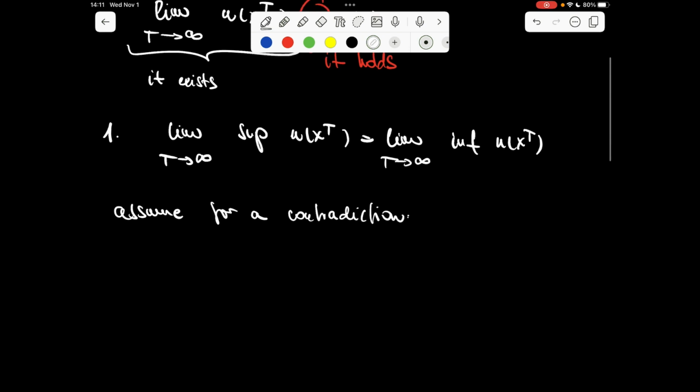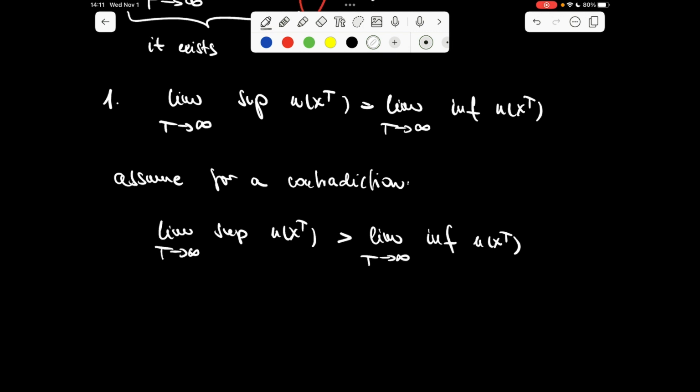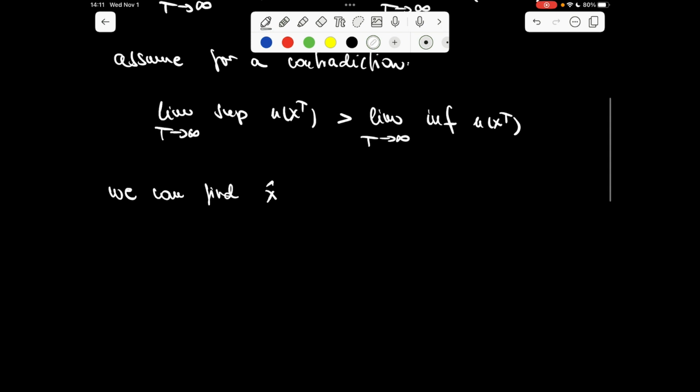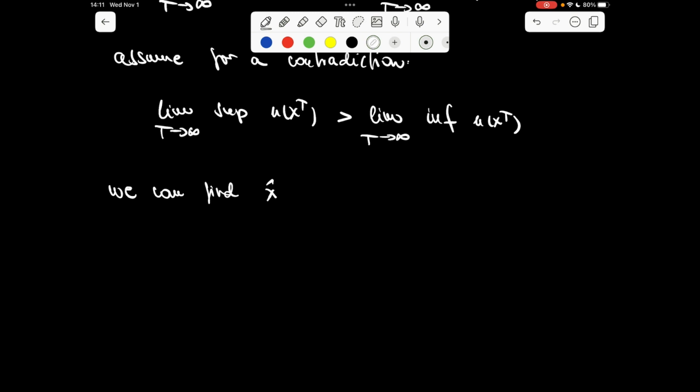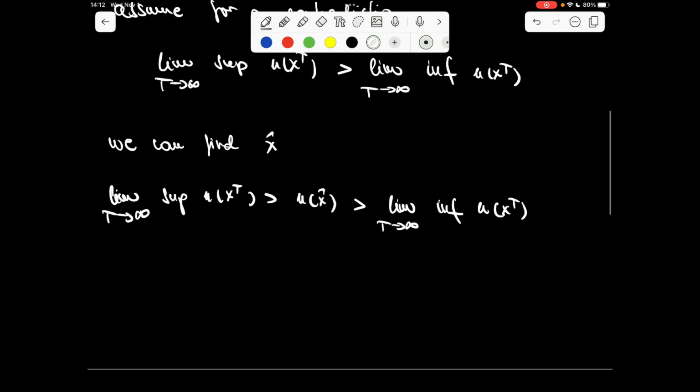Let's assume for a contradiction that there is no equality. So the limit supremum is higher than the limit infimum. And if it is true, and we assume it is true, we can find an appropriate sequence as a consumption stream to which it holds. So its utility lies in between the limit supremum and the limit infimum, which are separate numbers, as we assumed.